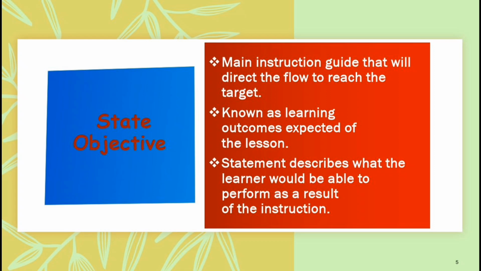Measurable. Objectives should be quantifiable so that you can assess whether students have met them. Use action verbs that describe observable behaviors. Our learning outcomes should be achievable. Objectives should be realistic and attainable within a given time frame and resources. Ensure that they are challenging but not unattainable.